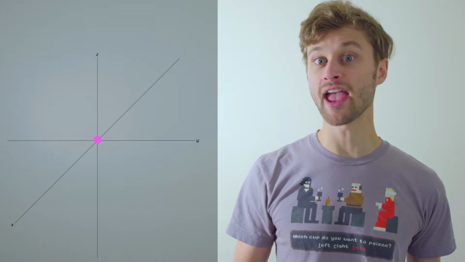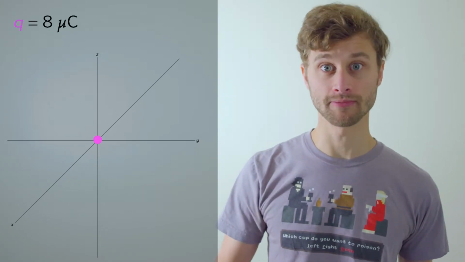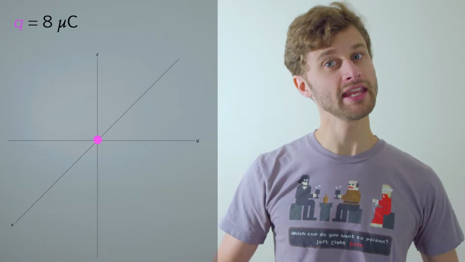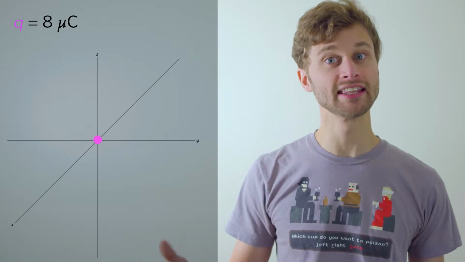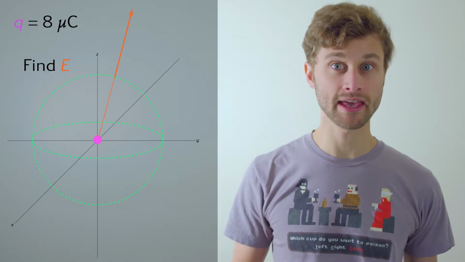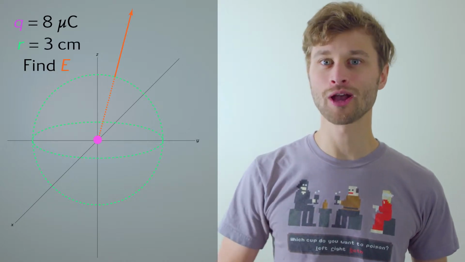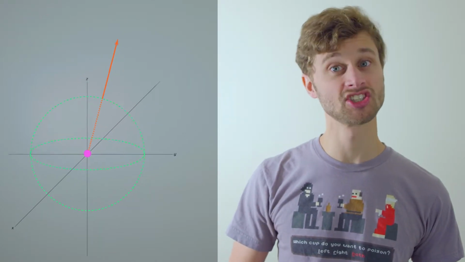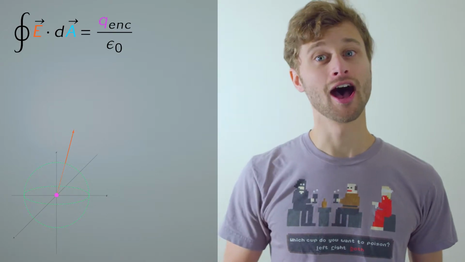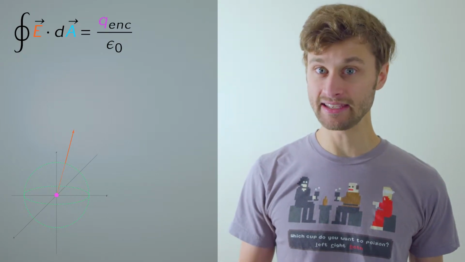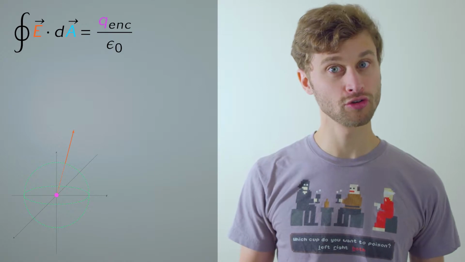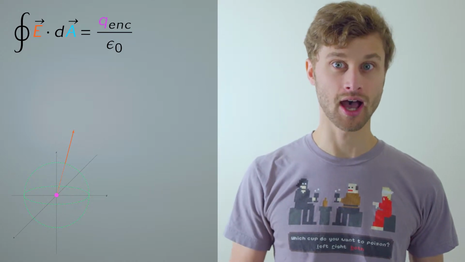Let's try a physics problem. Say I have a point charge of 8 microcoulombs at the origin, and I want to find the value of the electric field produced by that point charge at a distance of 3 centimeters. For this problem, I'm going to use Gauss's law, which states this: the integral of E dot dA is equal to the charge enclosed over epsilon naught.